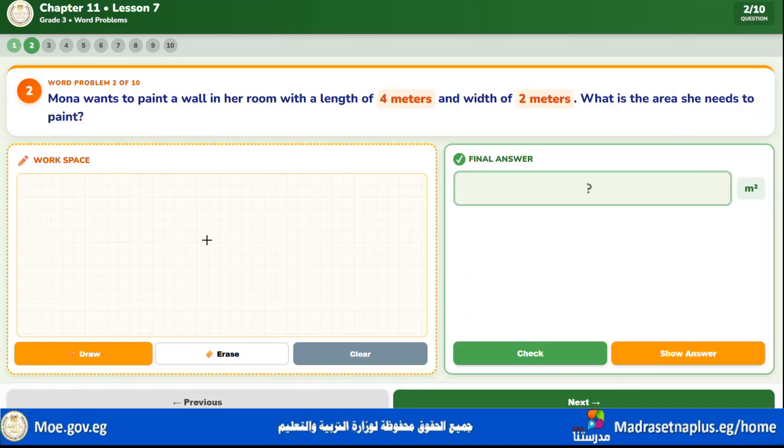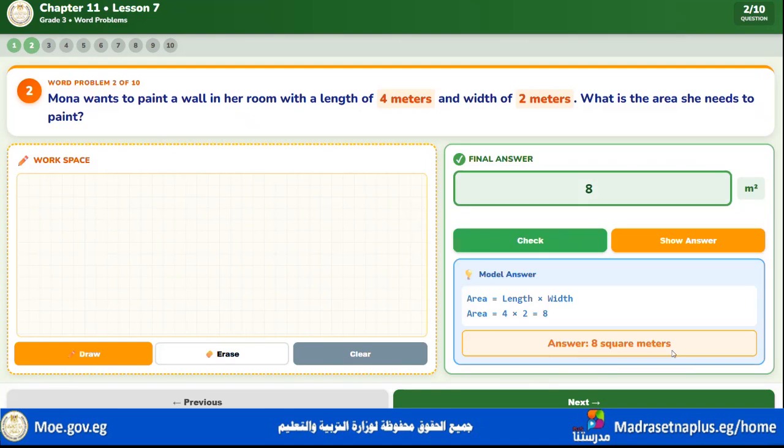Mona wants to paint a wall in her room with a length of 4 and a width of 2 meters. This is a rectangle too. Easy. Area. Area of a rectangle 4 meters long and 2 meters wide. It will be 8. Check. Yes. Area equals length times width. 4 by 2 equals 8.